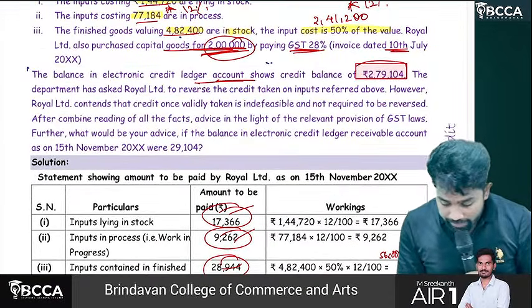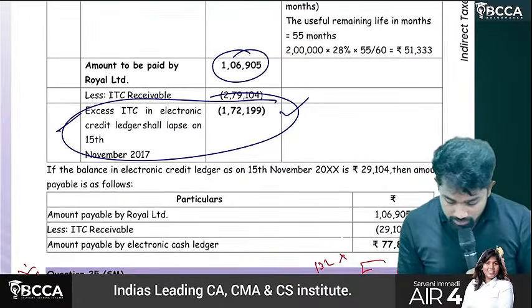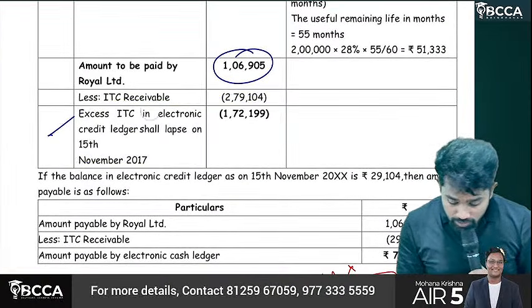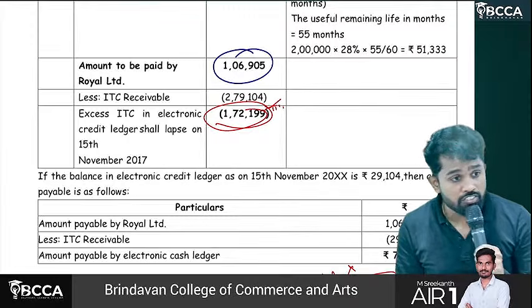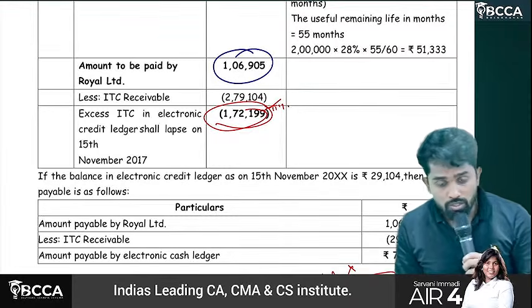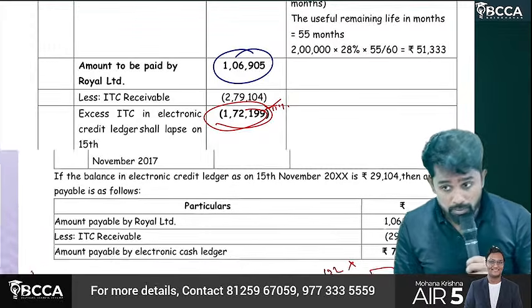Since they have an ITC balance, we'll adjust that from the ITC amount. After adjusting, they still have excess ITC of 1,72,199. Sir, will they get this as a refund? No, sir. After reversal, if any credit is left, it will lapse only.